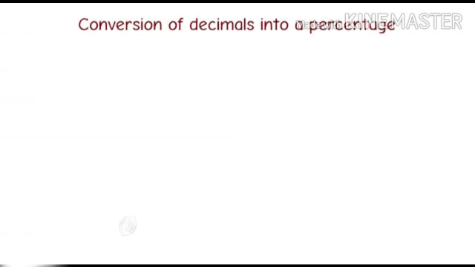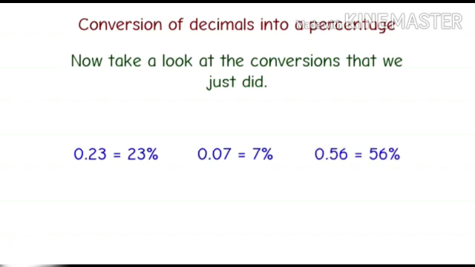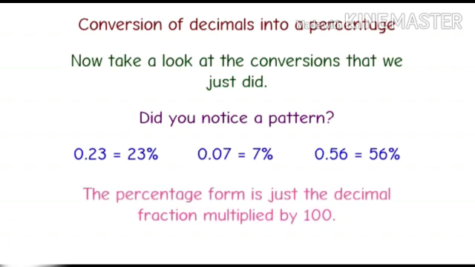Now, take a look at the conversions that we just did. 0.23 is equal to 23%. 0.07 is equal to 7%. 0.56 is equal to 56%. Did you notice a pattern? The percentage form is just the decimal fraction multiplied by 100.